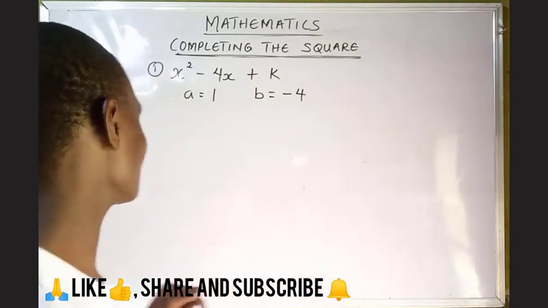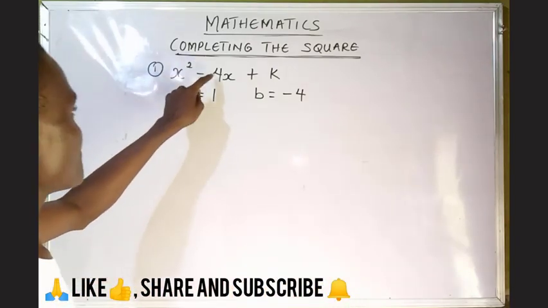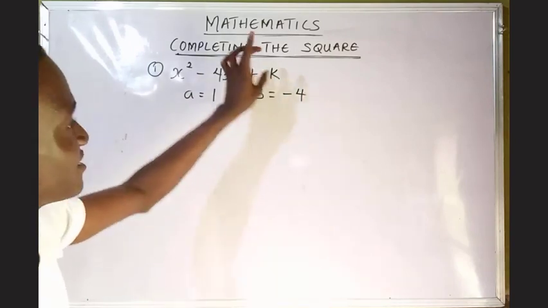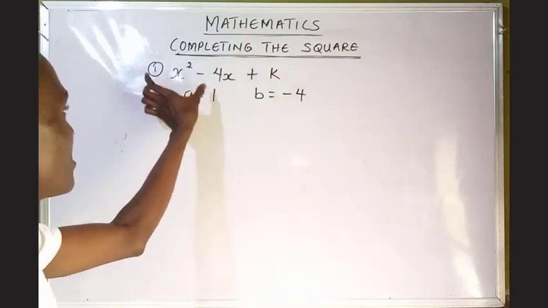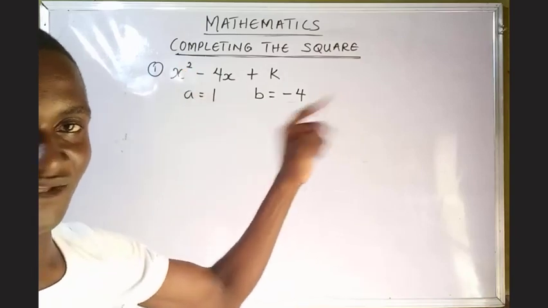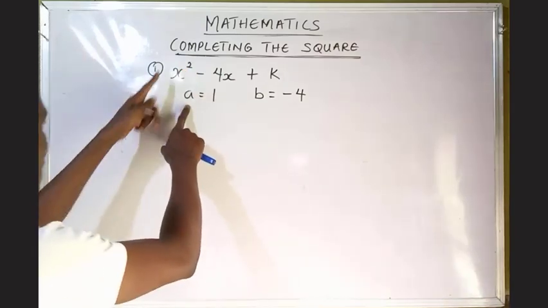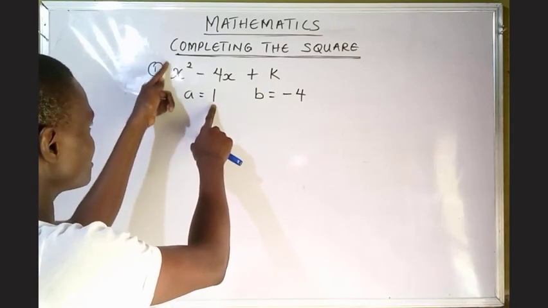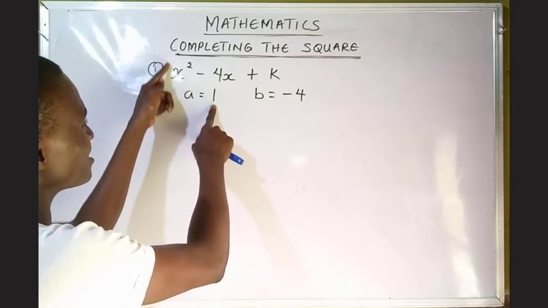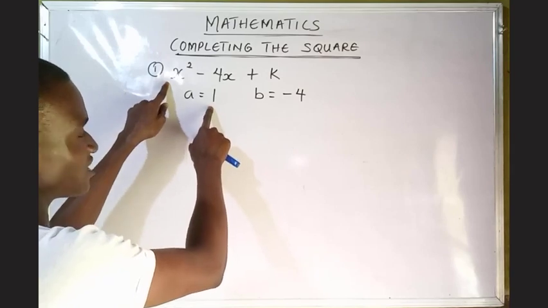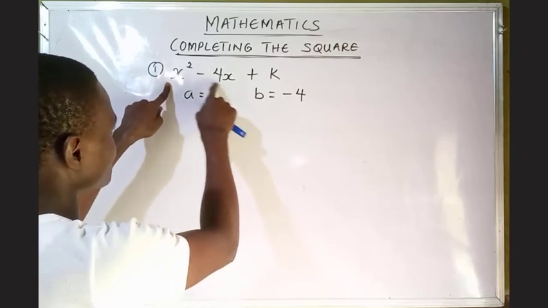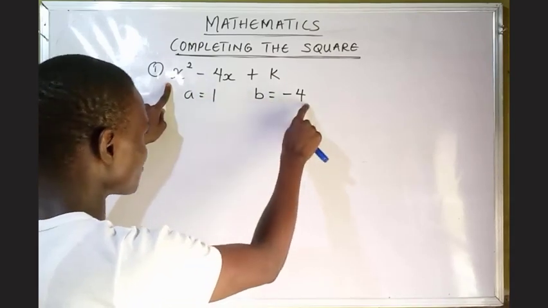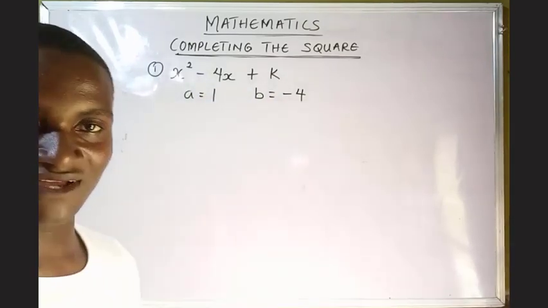This is the first one. x squared minus 4x plus k. Don't forget what this k is. k is standing for the number we want to add to this expression to make it a perfect square. Now, what is a? a is the coefficient of x squared, which is 1. The reason is because anytime you do not see any other number here, your coefficient is always 1. What is b? b is negative 4, as you can see here.